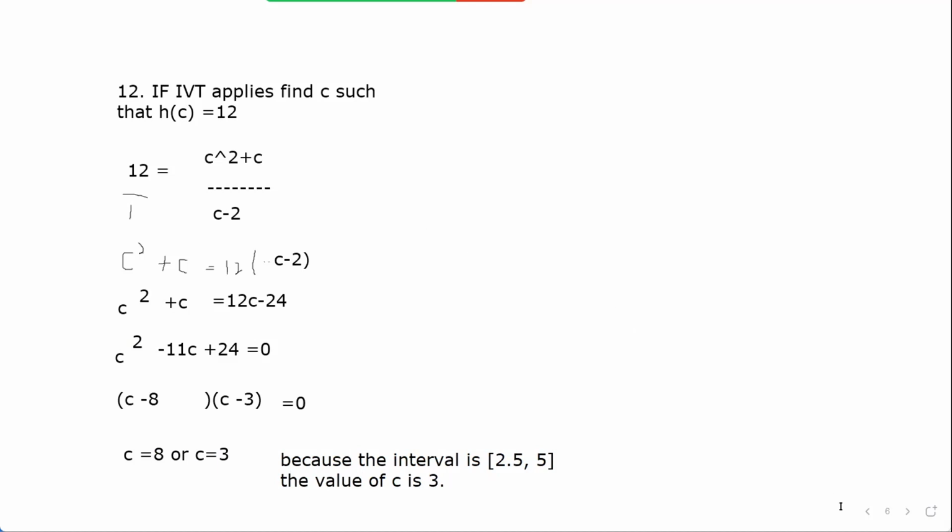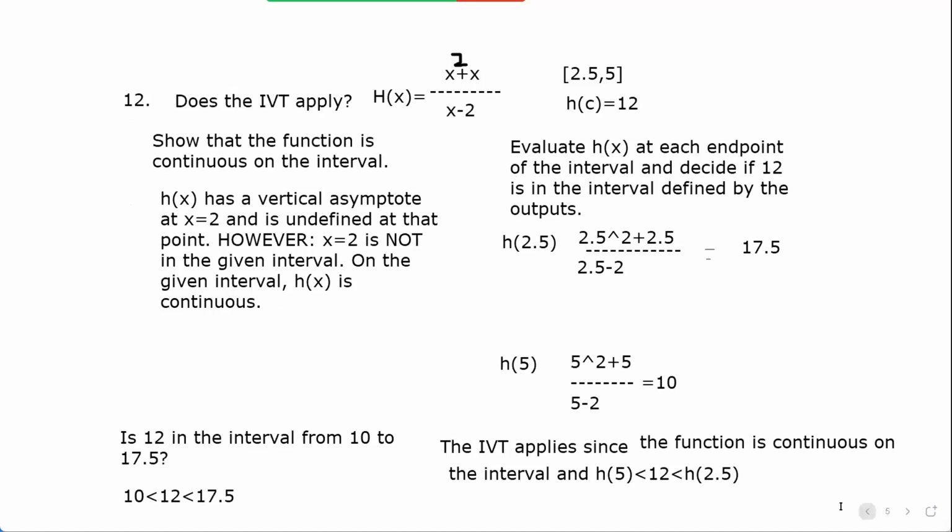So how did you do it? Think about how you did it. Okay. So we first had to figure out if the function was continuous, which it wasn't because it had a horizontal asymptote, but it did not affect the interval because the asymptote was not in between 2.5 and 5.